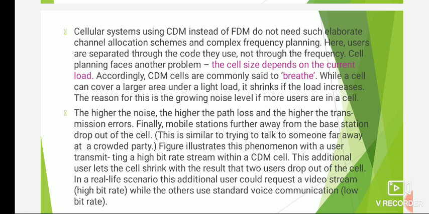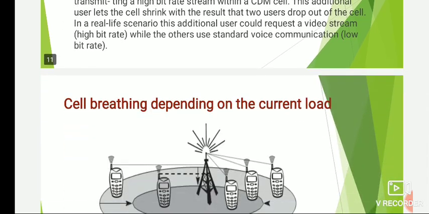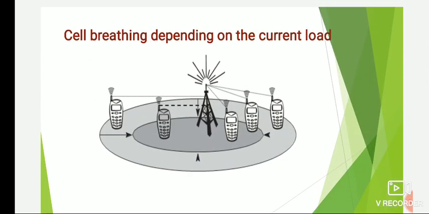So, we have seen when we are away from the base station, the call gets dropped. That is shown here, and this additional user lets the cell shrink with the result that 2 users drop out of the cell. In a real-time scenario, this additional user could request a video stream, that is high bit rate, while the others can use standard voice communication, that is low bit rate. So, the cell breathing is shown in the figure.